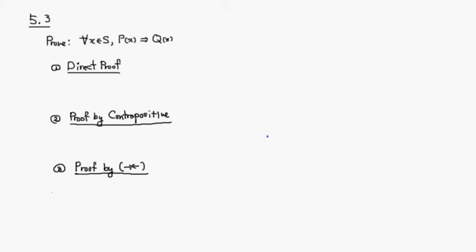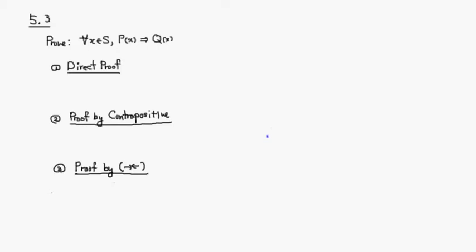All right, let's look at section 5.3. This section is a review of three proof techniques. The first one was direct proof. The second one is proof by contrapositive, and the last one is proof by contradiction. So let's look at each of them.